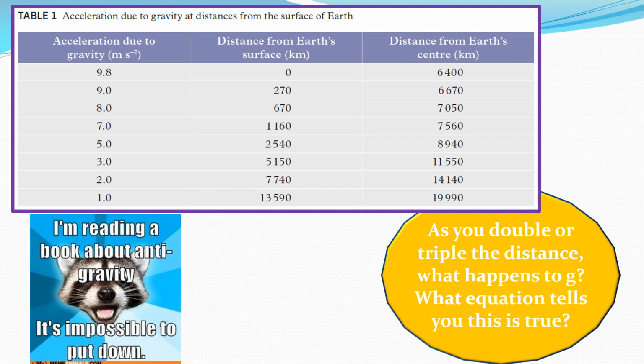All right. So what I've got here is a table of values for g, acceleration due to gravity within that gravitational field, and distance from the Earth's surface and the Earth's centre. Now, you can see that g decreases, and what's happening to our distance? Our distance is increasing. So, think about my question here. As you double or triple the distance, what happens to g? And remember, let's go back to our equations.